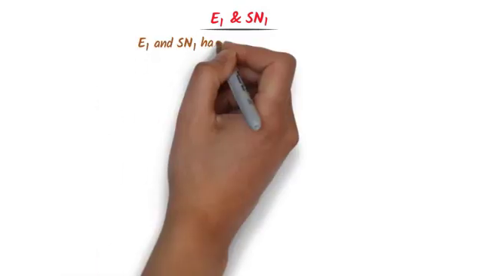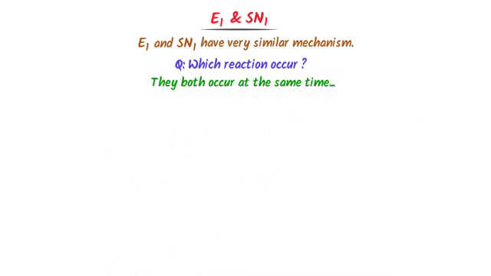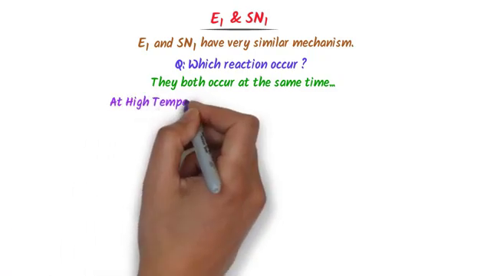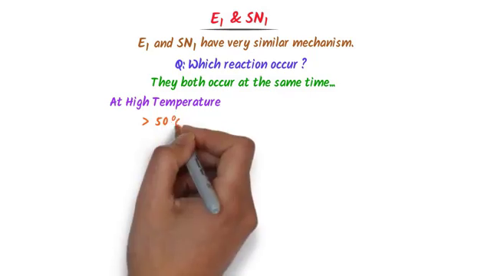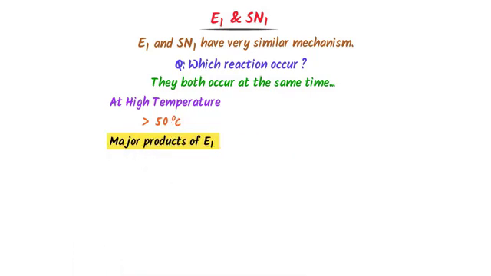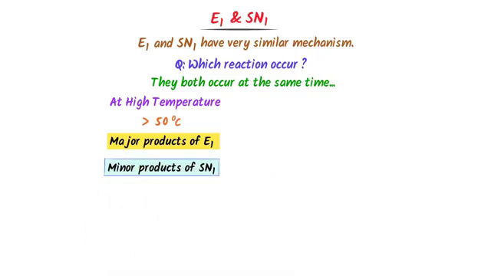SN1 reaction and E1 reaction have the same mechanism. Then which reaction will occur? Well, it is true that SN1 reaction and E1 reaction occur simultaneously, but it is all about the temperature which decides the final game. Remember that at high temperature like above 50 degrees centigrade, E1 elimination reactions are favored and major products of E1 reactions are formed, while minor products of SN1 reactions are formed.